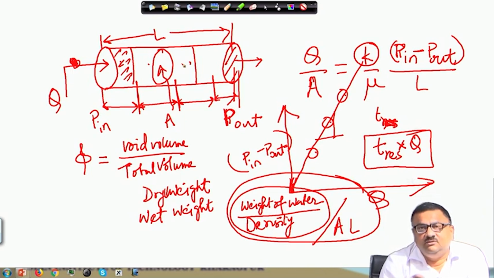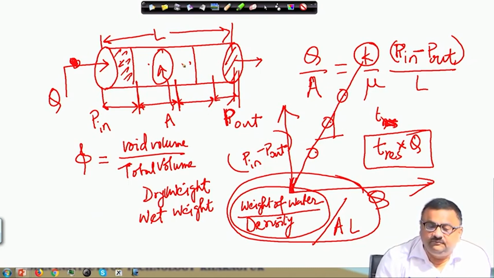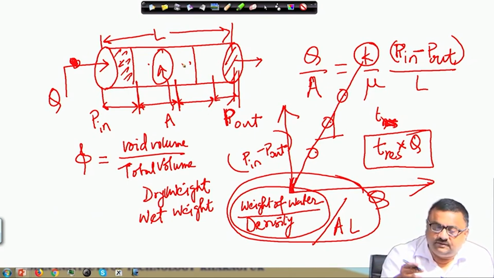The take home message from this particular slide is that porosity and permeability, though they appear in differential form, are very much working parameters that people work with every day.